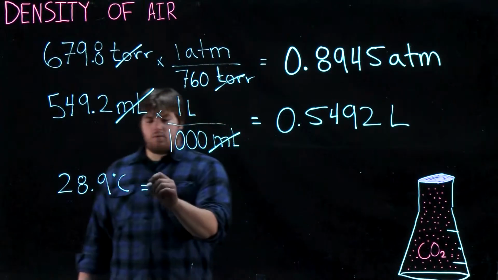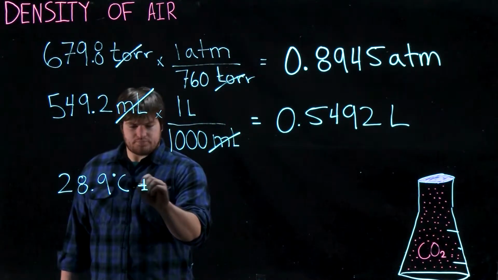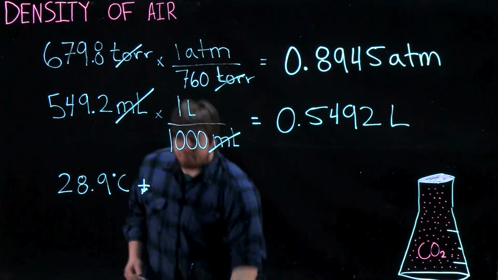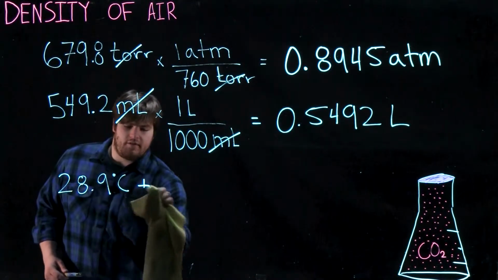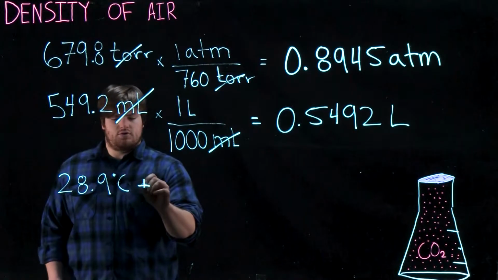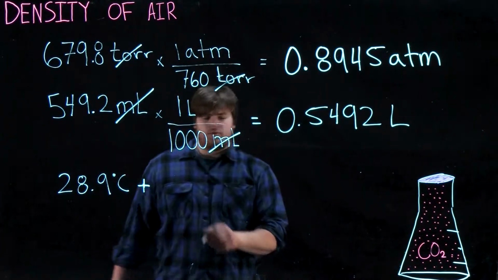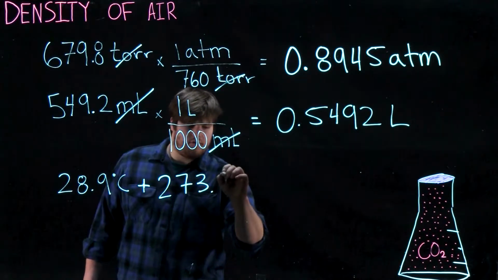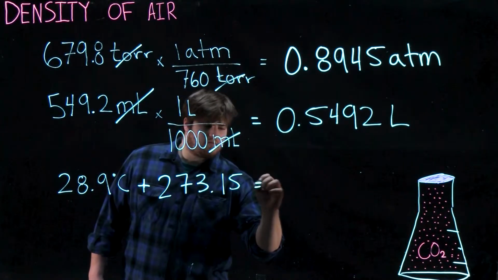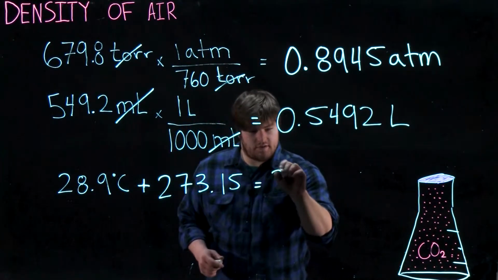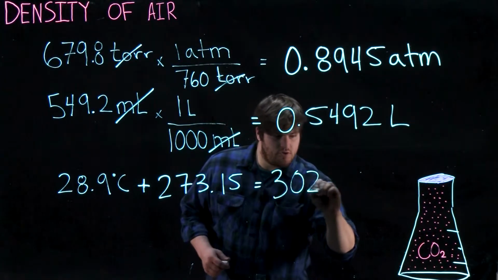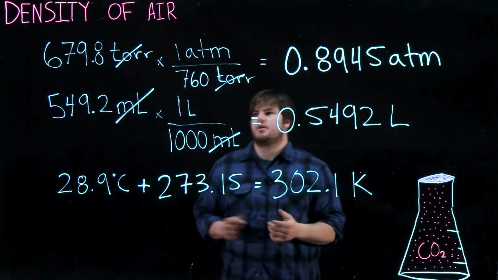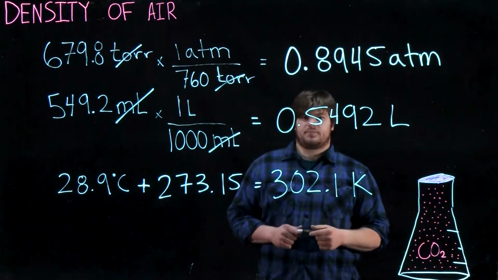And then lastly, we want to just add 273.15 to our 28.9 degrees Celsius. So we do that, and we can convert from degrees Celsius to kelvins. That'll give us 302.1 Kelvin. And now we've done all our conversions, so everything can just be plugged back into PV equals nRT.